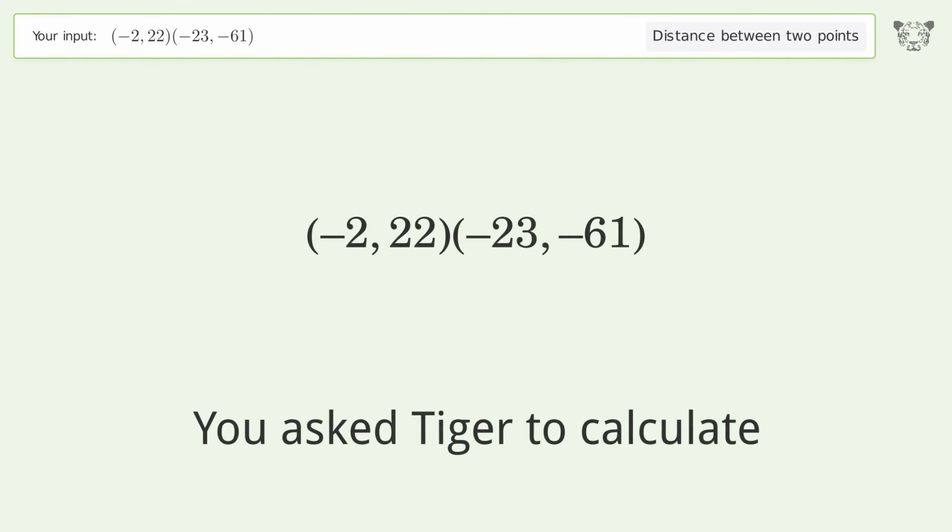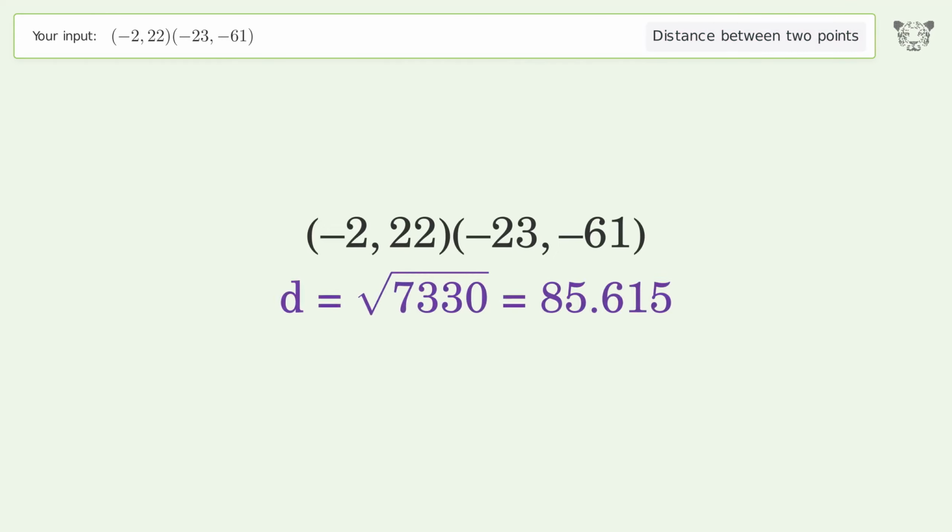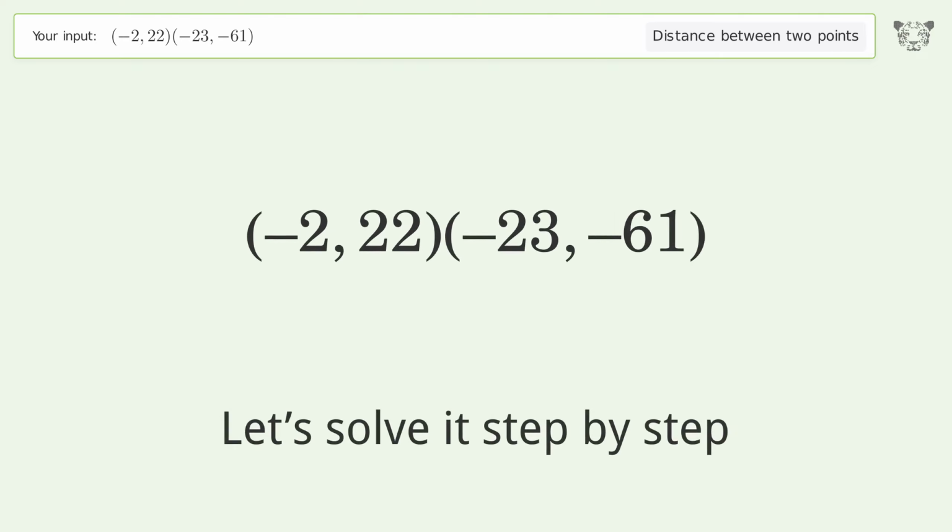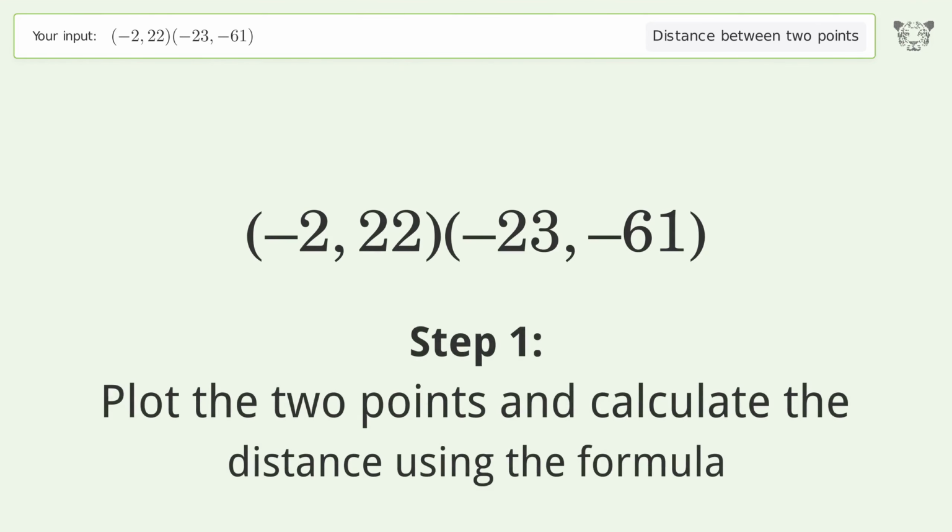You ask Tiger to calculate. This deals with the distance between 2 points. The distance between the 2 points is the square root of 7,330, or 85.615. Let's solve it step by step. Plot the 2 points and calculate the distance using the formula.